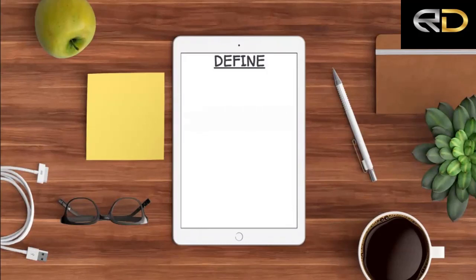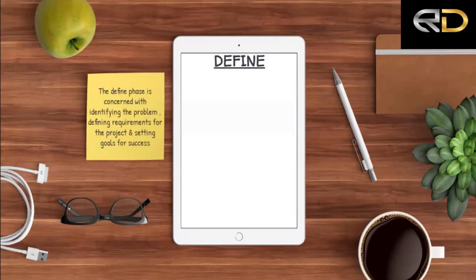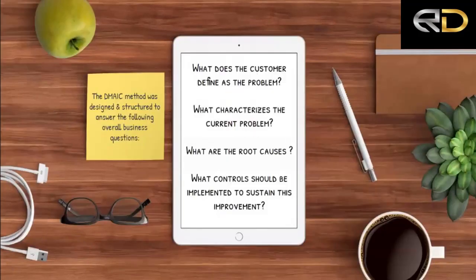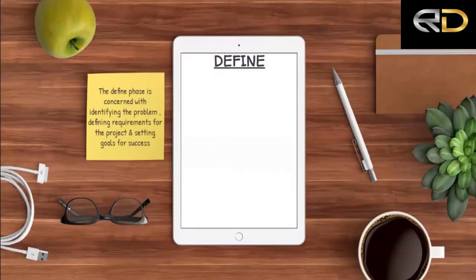So with that being said, in the define phase, you will have to define the problem. What does it mean to define the problem? Well, this phase is concerned with identifying the problem. You define the requirements: what do we need to solve this problem, and what it should look like if it is done correctly? Going back to the questions, in the define phase, you want to determine what the customer defines as the problem. In the define phase, you want to answer three main questions. You want to answer what is the problem, and what is the critical to quality, that means what does the customer expect from you?